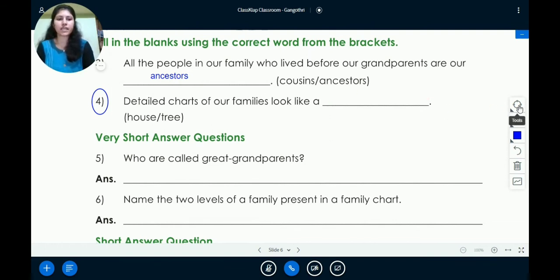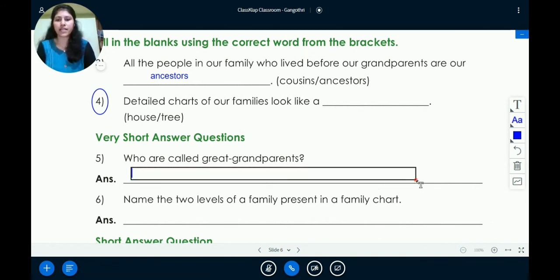Now, the fourth question in the fill in the blanks will be for homework. Let us see the short answer question now. Very short answer questions. The fifth question is, who are called great grandparents? We were actually studying this. So who are called great grandparents? Is it the parents of our parents, or is it the parents of grandparents? Yes, this is the parents of grandparents.